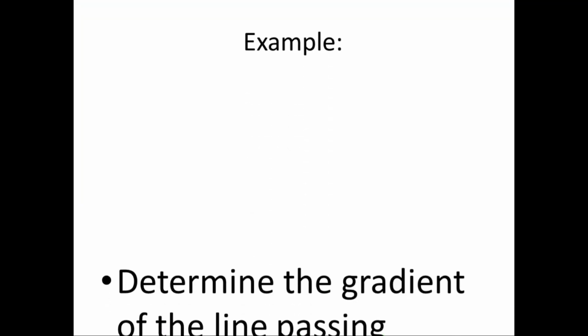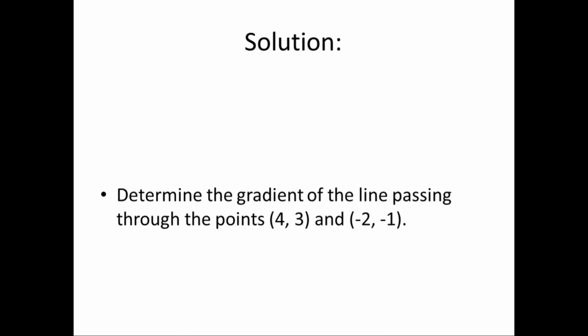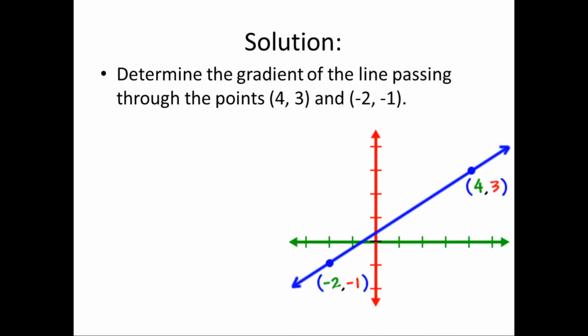So let's do an example. Determine the gradient of the line passing through the points (4, 3) and (-2, -1). So, in solving a problem like this, the first thing that you can do, which I recommend, is to draw a little sketch so you can see what your answer should be before you work it out. When we draw the sketch, we see that our line is sloping upwards.